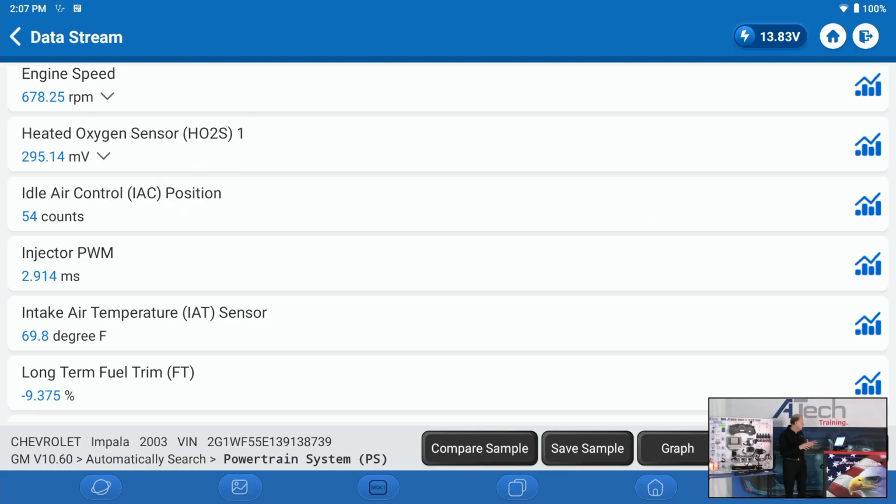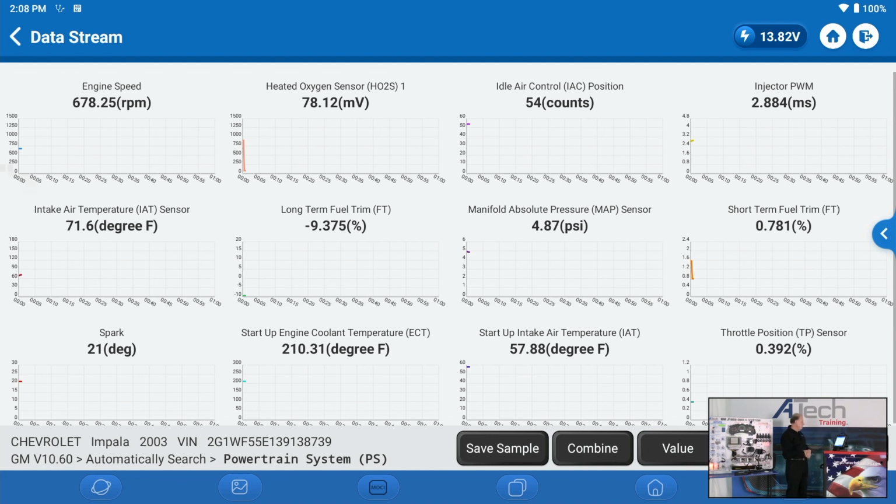So if we look at it automatically, I have engine speed, 678. Notice my idle air counts are at 54. If I was going by what we talked about before, 54 would indicate we might have a possible problem with this particular vehicle. I'm going to go ahead and put this in graph. That way we get most everything up there.